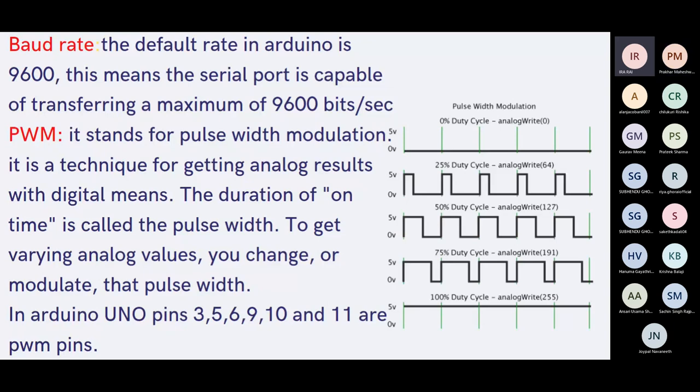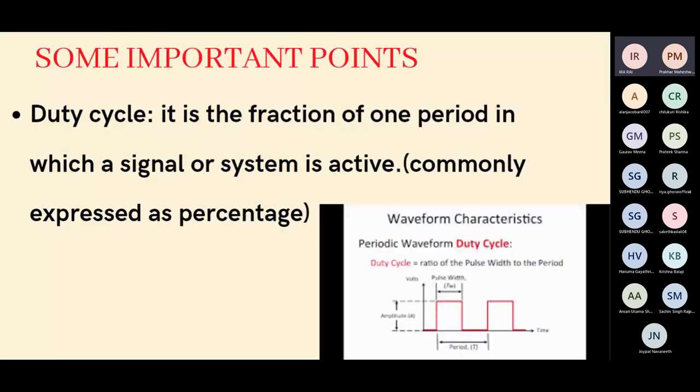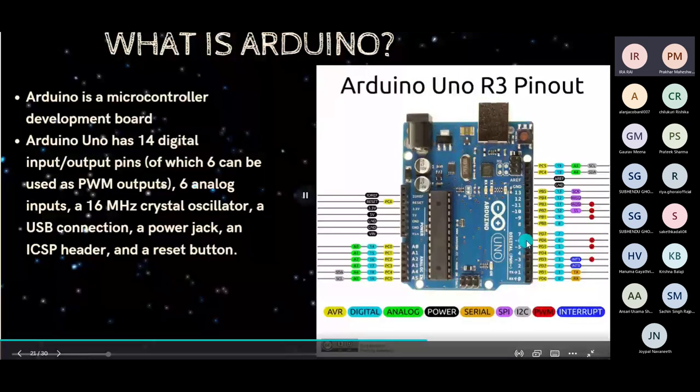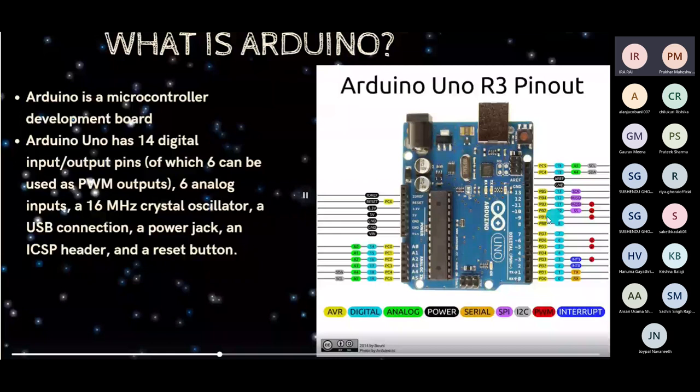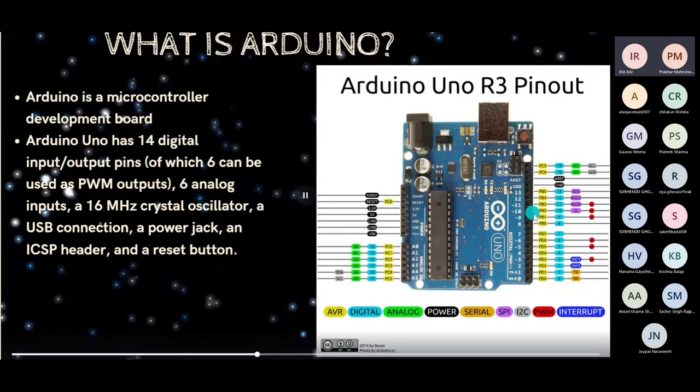Generally you can find PWM pins on an Arduino board by the approximation sign. Like if you see here, these are 3, 5, 6, 9, 10, 11. You can see this approximation sign in front of these pins. So these are PWM pins, which will give us analog results with digital means.